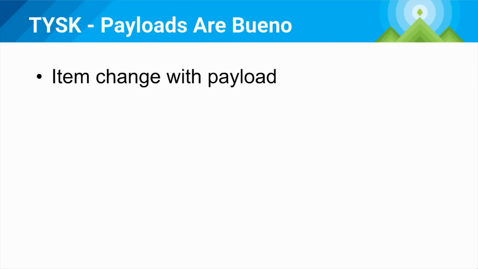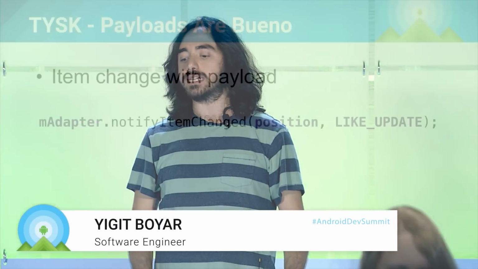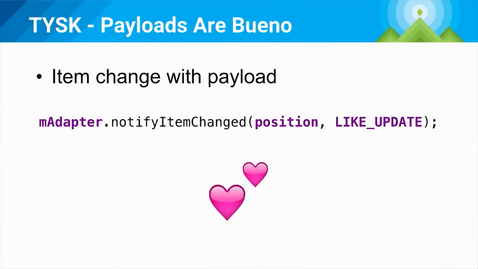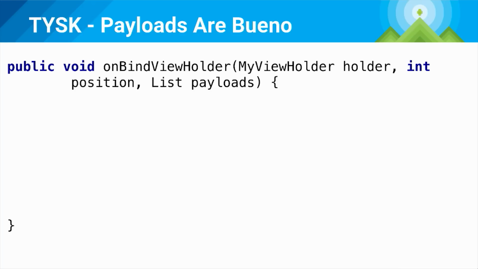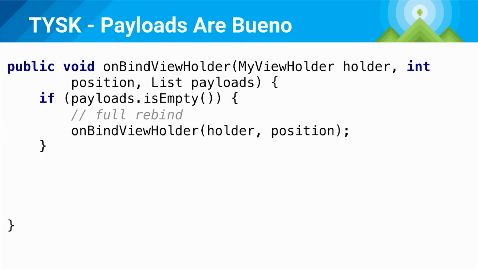Another one of the new APIs we introduced is this item payload. So when you change an item, you can say why it changed. For example, I can say this item in this position changed because maybe the user liked it or stopped liking it. The cool part about this API is there's another onBind method which receives a list of payloads. And so if the payload is empty, you just run the regular onBind.